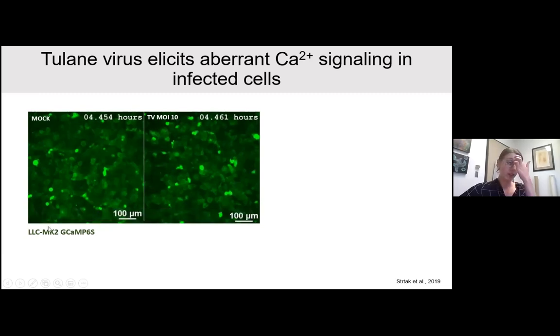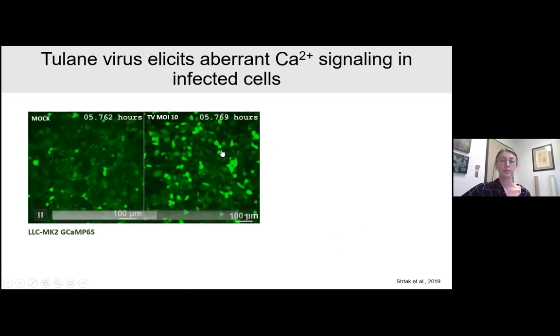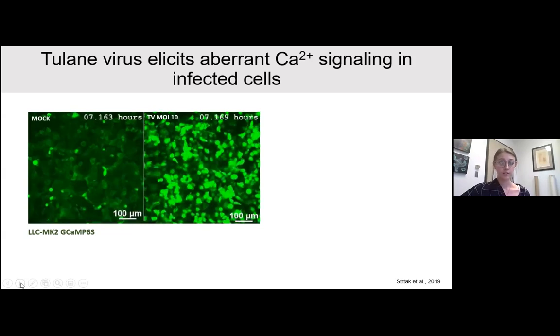And when we play the video, we can almost immediately appreciate that the calcium signaling in the Tulane virus infected cells is much more dynamic than in the mock infected cells.